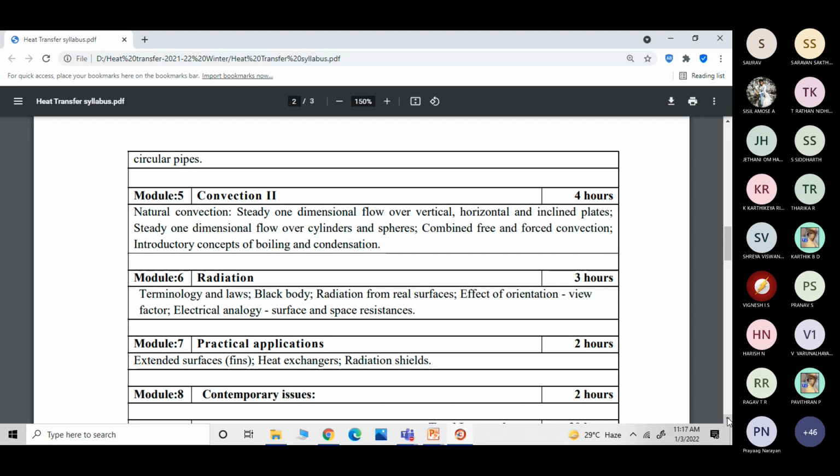We will be discussing reflectivity, absorptivity, emissivity, transmissivity, etc. in this radiation. And finally, the last module deals with practical applications. That is, it will be dealing with fins, heat exchangers, and radiation shields. In between, you will be having one guest lecture from an industrial expert for this heat transfer subject. In addition to that, let me show you.